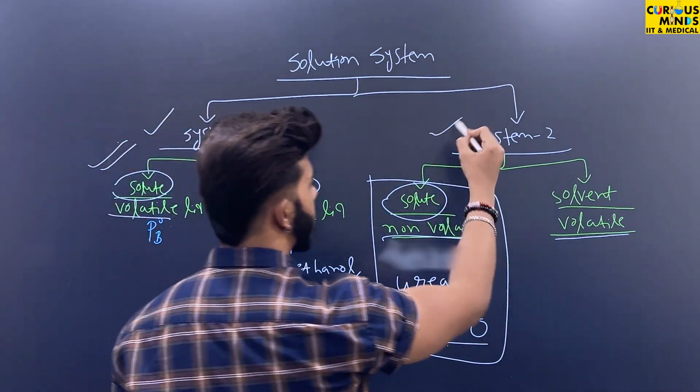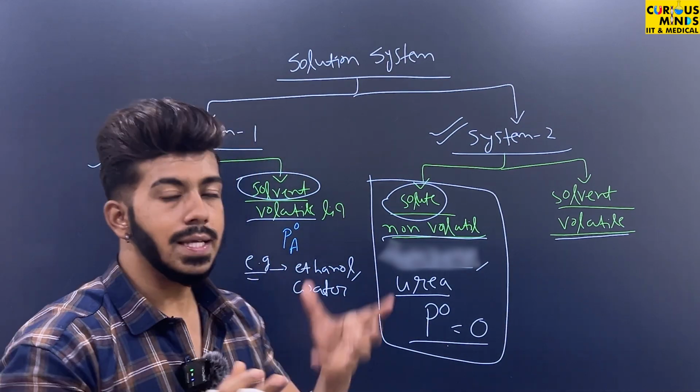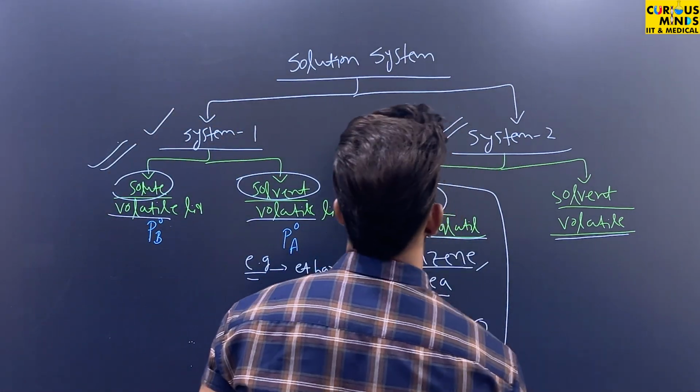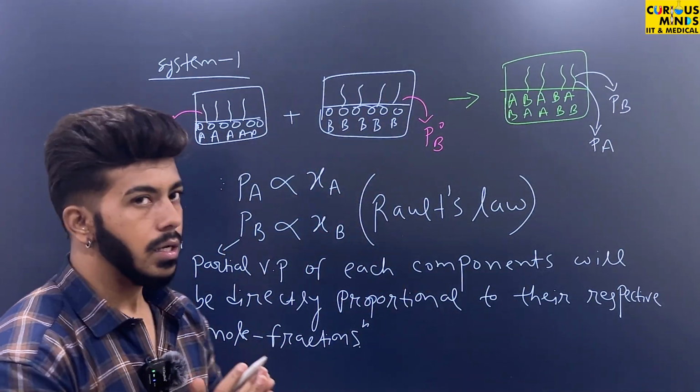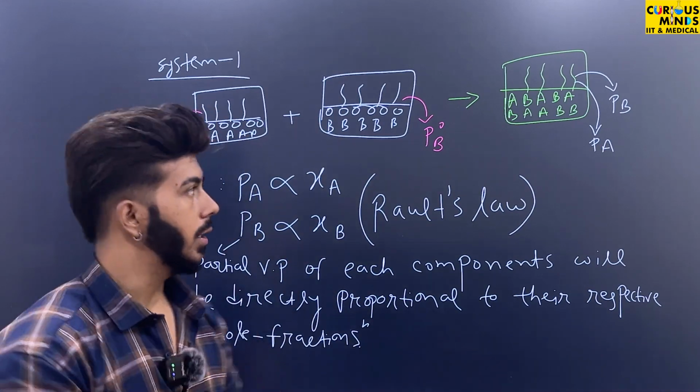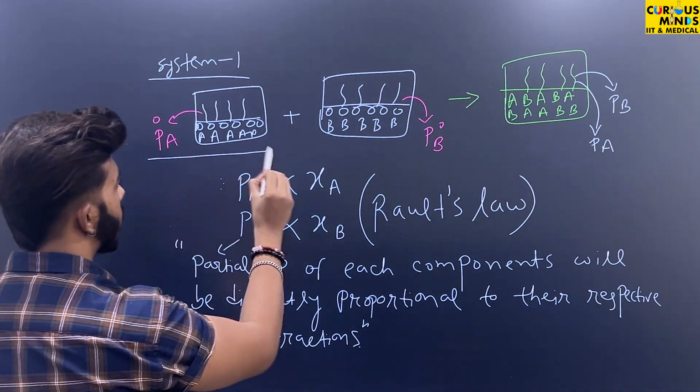So this will be the system 2. Now we will be talking about system 1 first, then system 2 will come later. So let's talk about system 1. क्या था system 1? That is solute and solvent both will be volatile. Let's talk about it. So this is the solute.